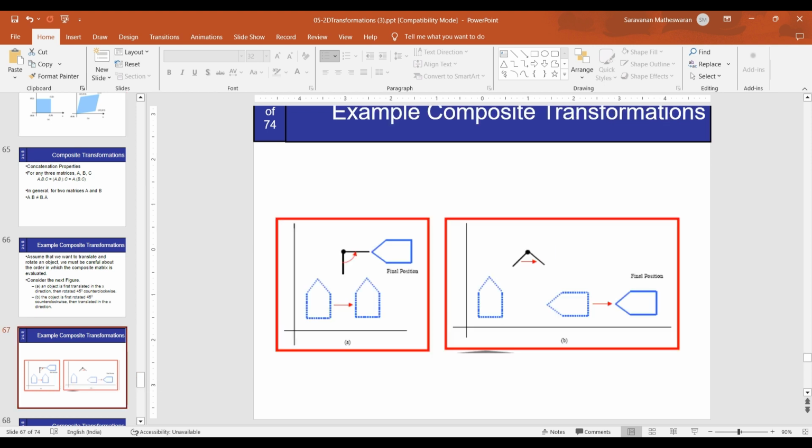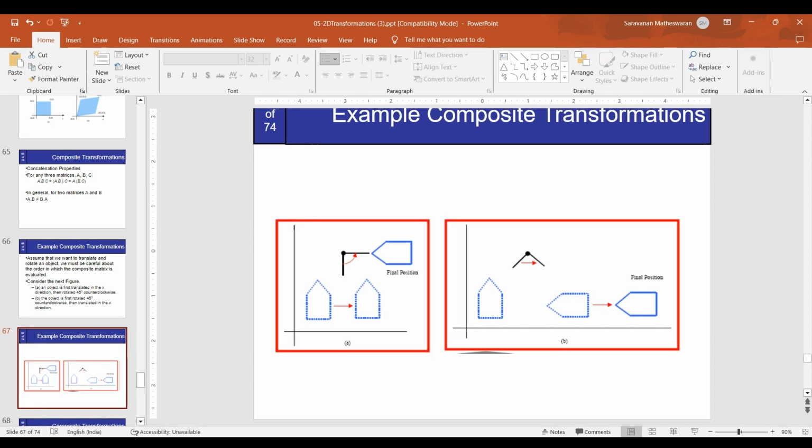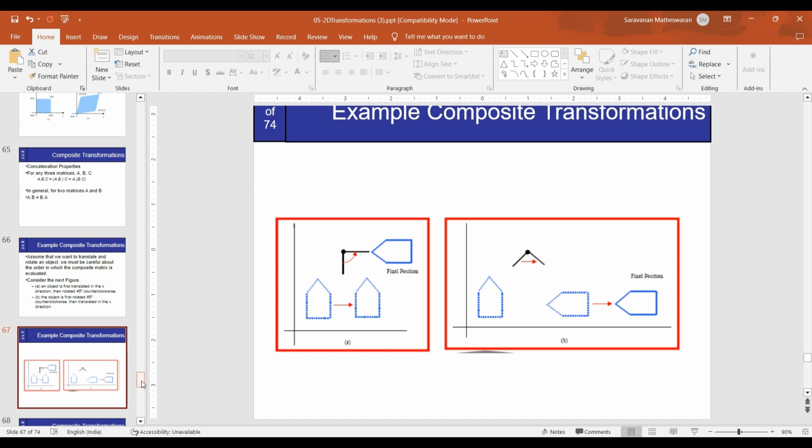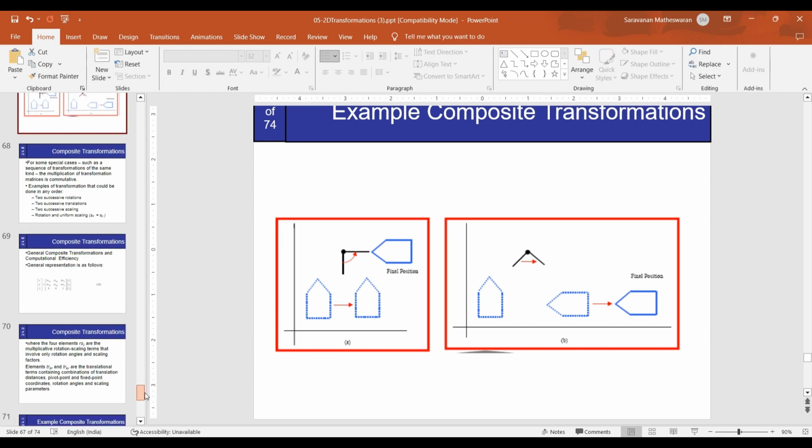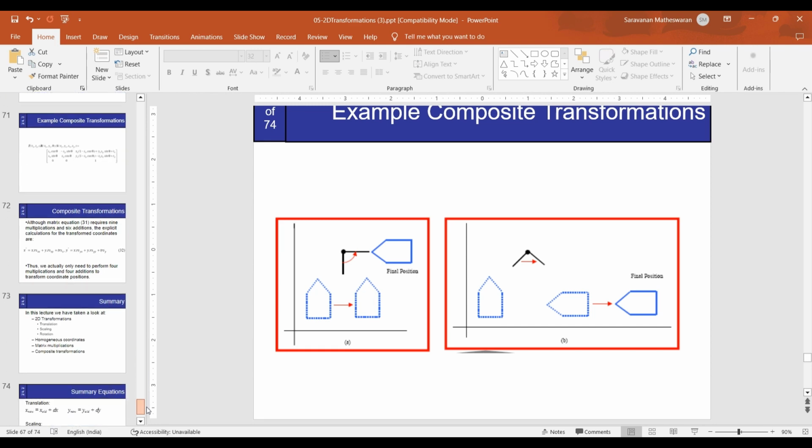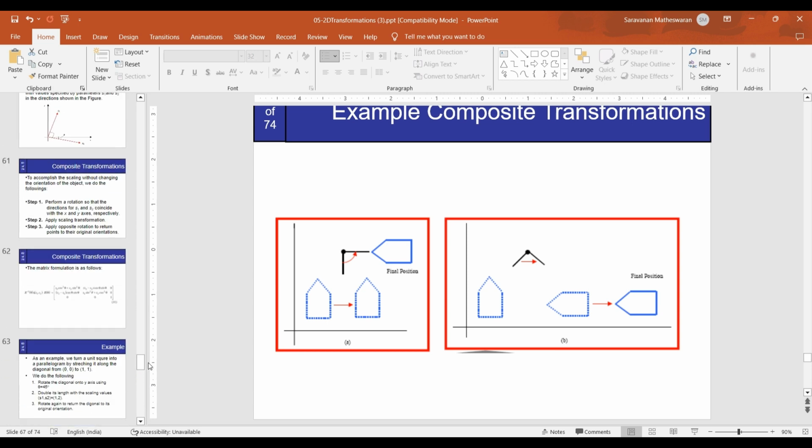Suppose we go for a composite transformation, we have to perform continuous operations. That's it, students. Thank you for the class.